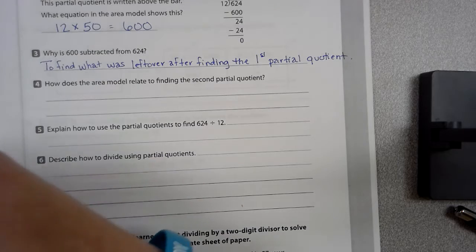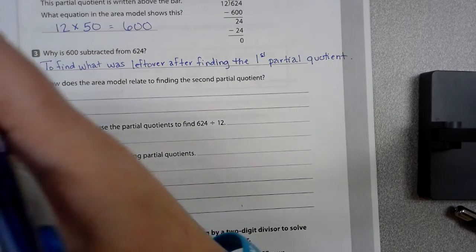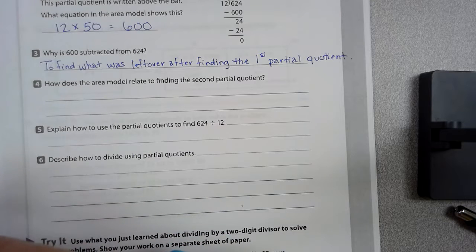So when you have a partial, that means you don't have the complete answer. So we had to find out what our other number was so we could find our other partial quotient. I said partial product, and I'm sorry.